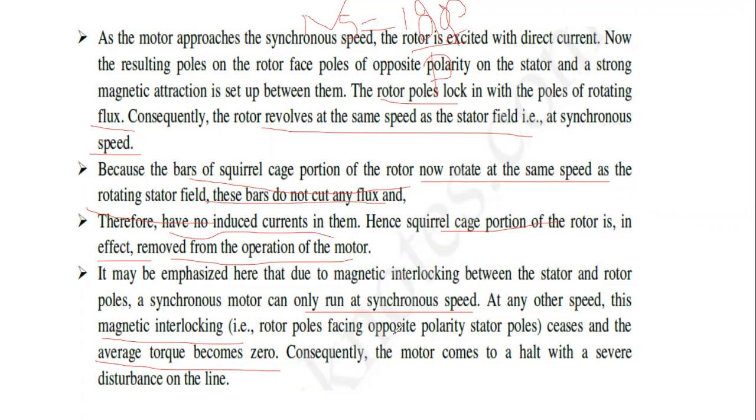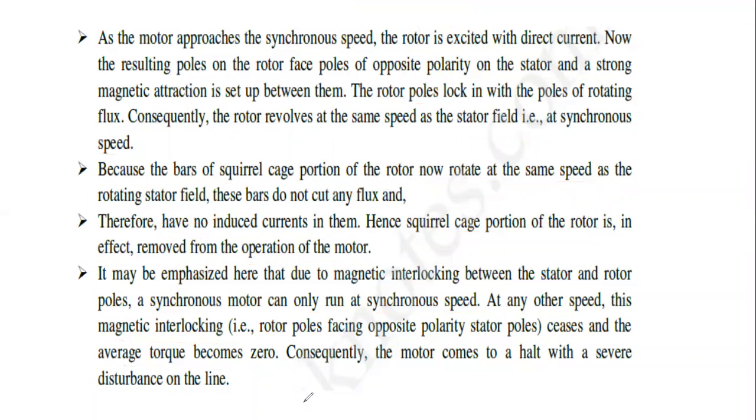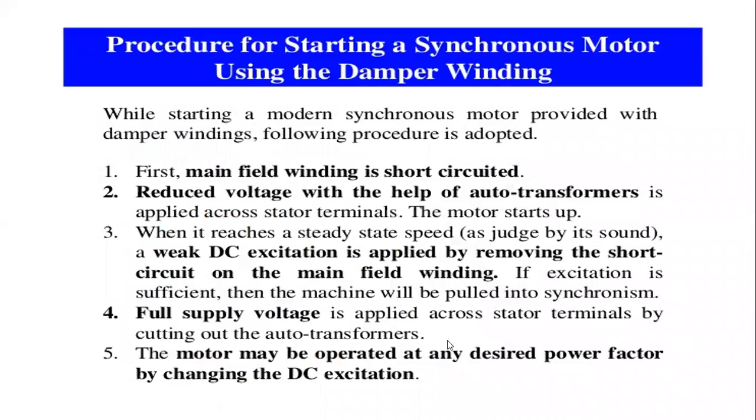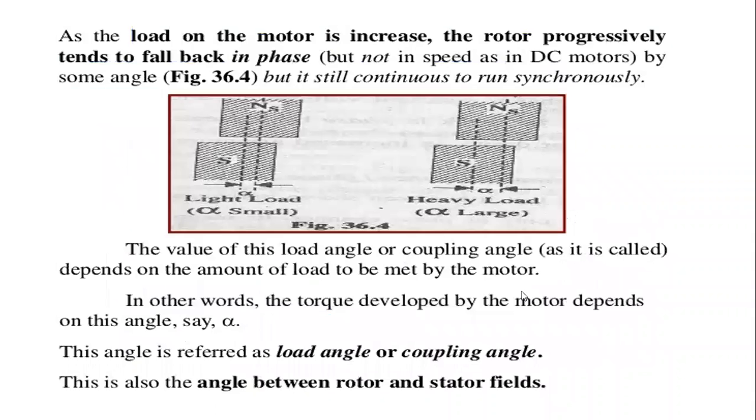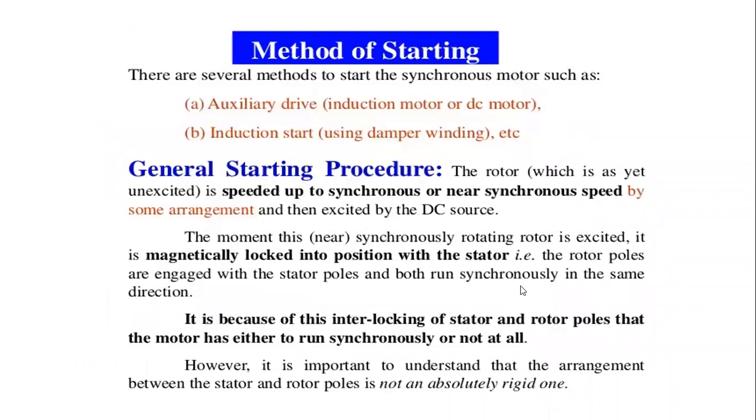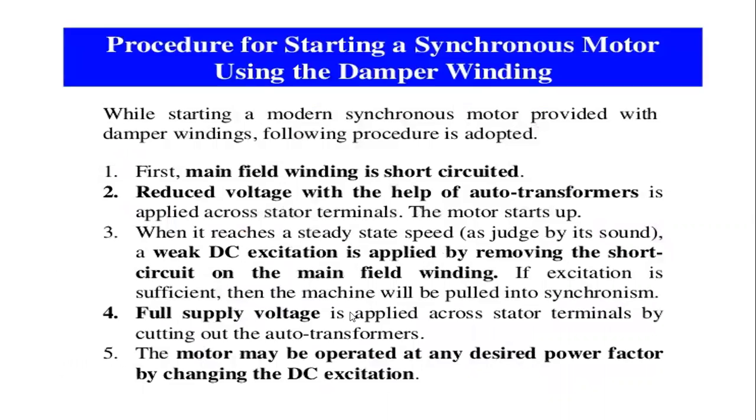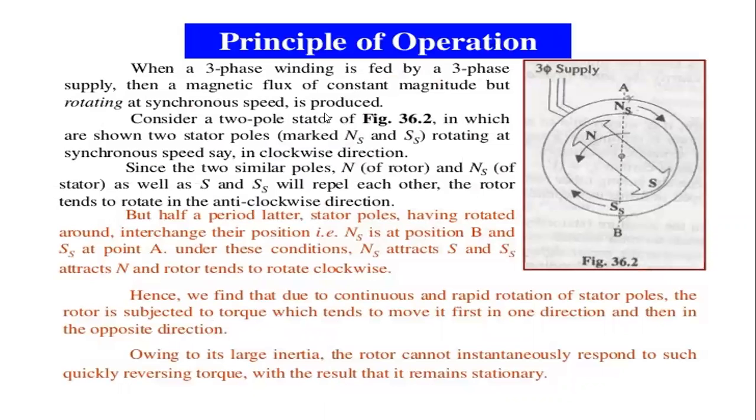Therefore, the motor comes to a halt with severe disturbances on the line. This is the self-starting procedure for the synchronous motor, using damper windings or an induction motor or a DC motor, so that the machine is converted into a self-starting one. And this is the working principle of the synchronous motor.